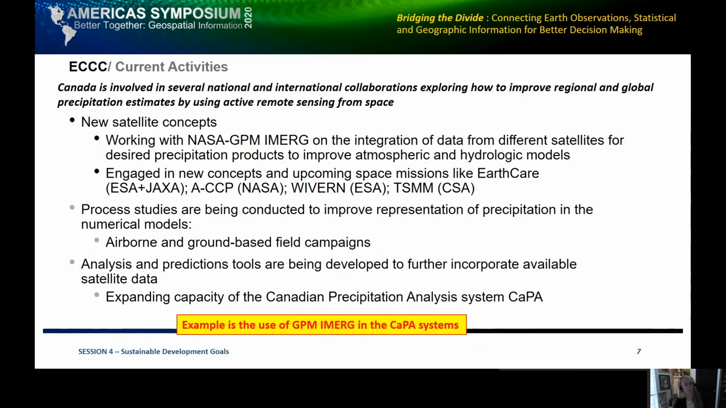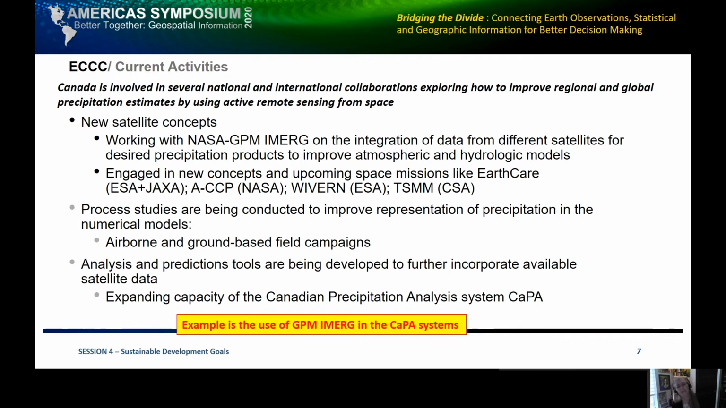And what I want to show here goes all the way from looking into new satellites, working with the NASA GPM IMERG, for example, which is pioneering in terms of integration of data from different platforms and different satellites to derive products, all the way to initiatives and concepts that are not in space yet, like the ESA, JAXA EarthCARE, ACCP, NASA investment, like the ESA WIVERN concept, and this Canadian Space Agency concept to measure snow on the ground.